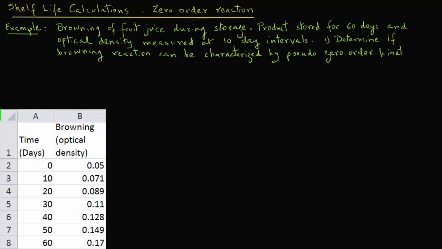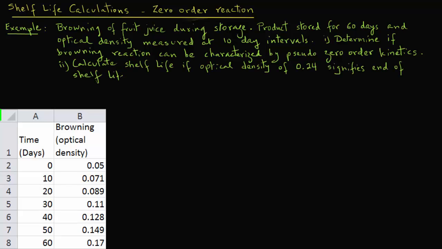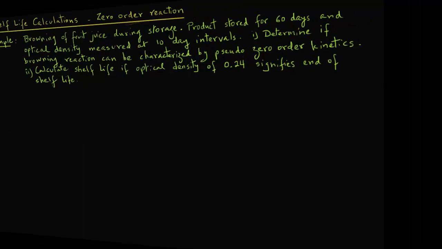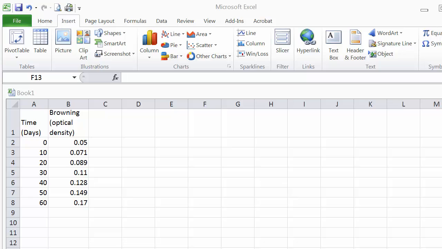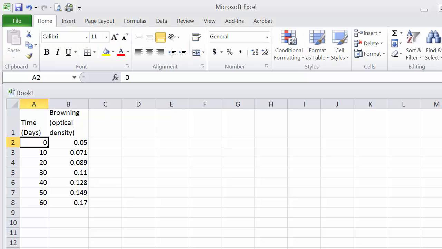So first we want to determine if the browning reaction can be characterized by pseudo zero order kinetics. And second, we want to calculate the shelf life if the optical density of 0.24 signifies the end of shelf life. We will do this problem using a spreadsheet where we will first enter the data for optical density measured at 10-day intervals. So here we have the experimental data on optical density from 0 to 60 days entered in the various cells of the spreadsheet.